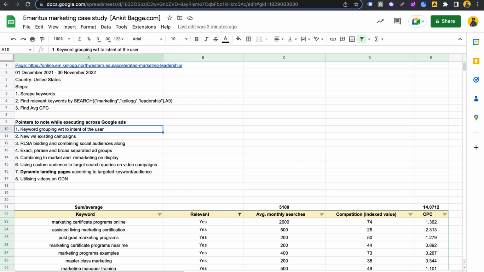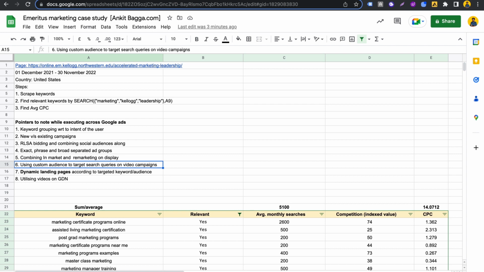Pointers to note while you are executing these AdWords, these Google ads. One is the keyword grouping with respect to the intent of the user. The second is new versus existing campaigns, which you would want to separate out. RLSA bidding, also combining that with social audience. What I mean by this is you could retarget a lot of people on search through intent-based marketing on, let's say, LinkedIn, right? You have to divide your exact phrase and broad campaigns separately, combining in-market and remarketing on display. Then you could use custom audience to target search queries on video campaigns. So this is pretty interesting.